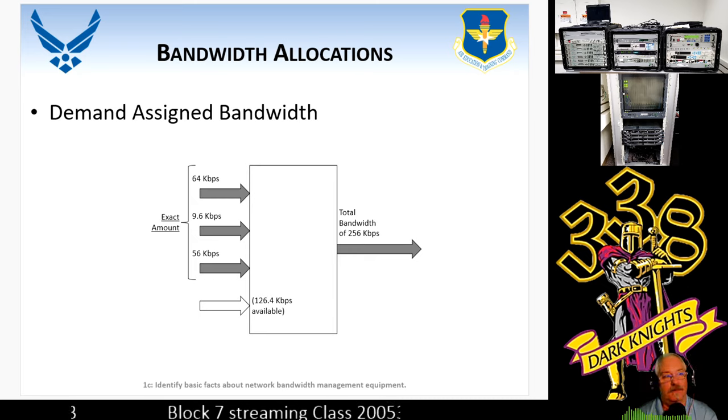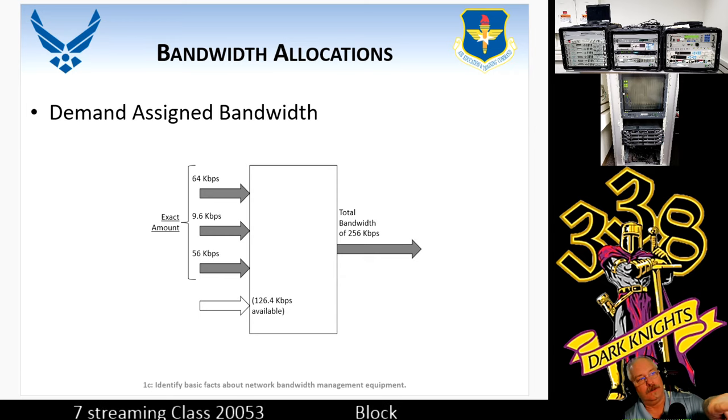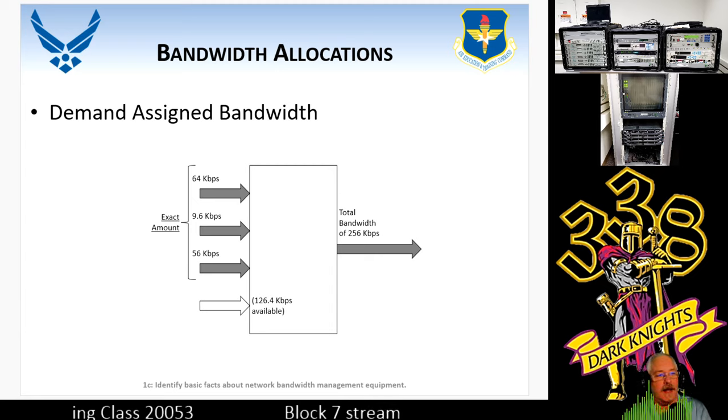But like I said before, you can see from this picture you've got different tiers here that people need. That's what they pay for. But there's always that outside chance. For example, you've got 64K, 9.6K, 56K totaling up, and when you subtract that from the 256K available, you've got 126.4 left. Can you get more? Sure can.